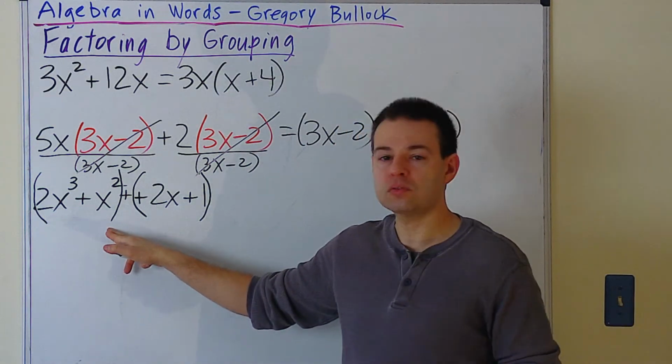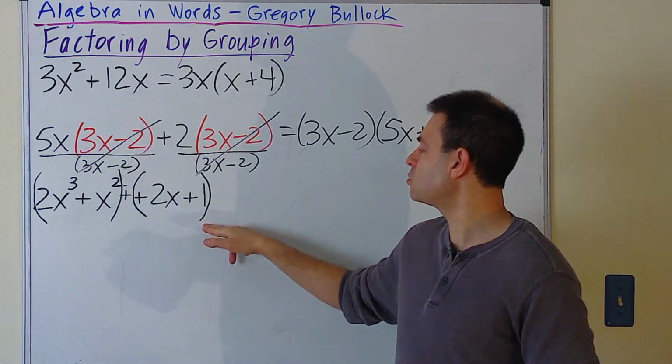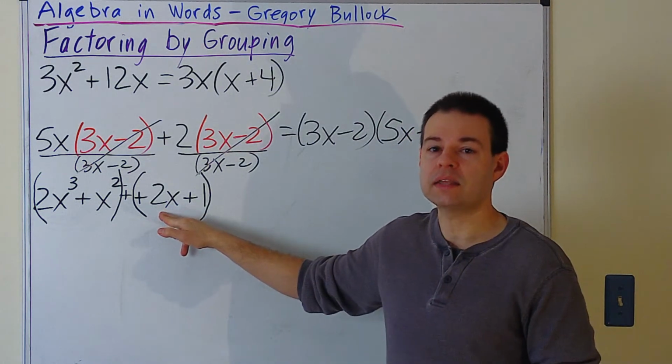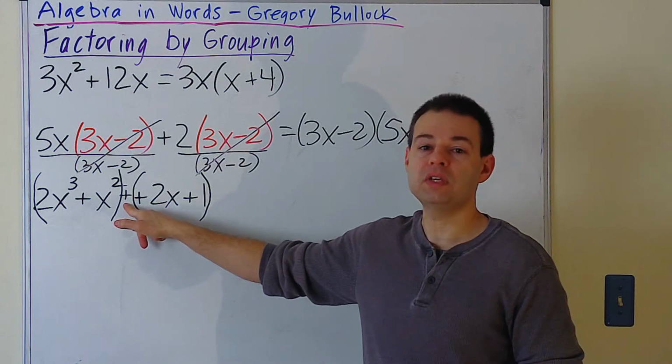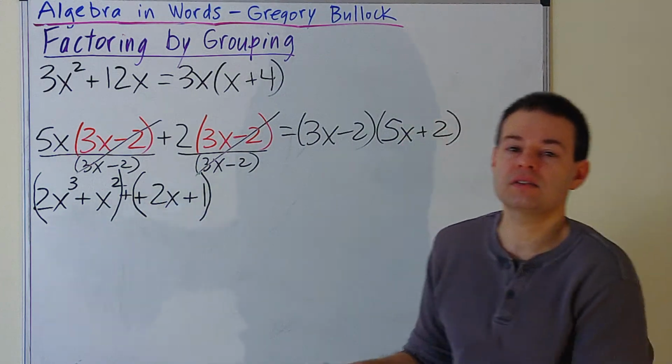Parentheses around the first two terms, parentheses around the last two terms with the sign inside. That matters especially when this is negative. And always plus in between no matter what. Now let's go to the next step.